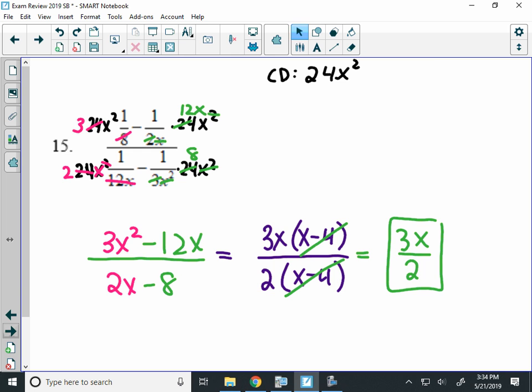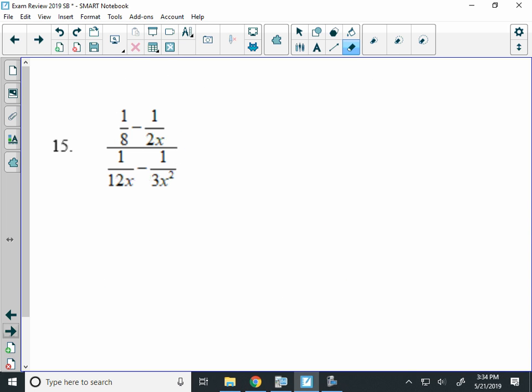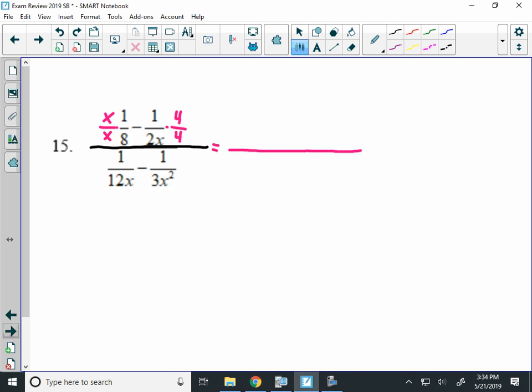Let's look at number 15. I'll do that one the same way. So if you like that better, I'll do 15 again. So, deal with the numerator first. Find a common denominator between 8 and 2x. That would be 8x. So again, the left fraction needs an x. The right fraction needs a 4. When I simplify that, I would get x over 8x minus 4 over 8x. That simplified fraction will be x minus 4 over 8x.